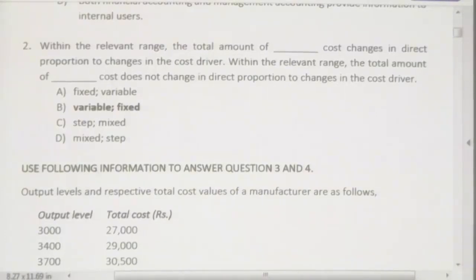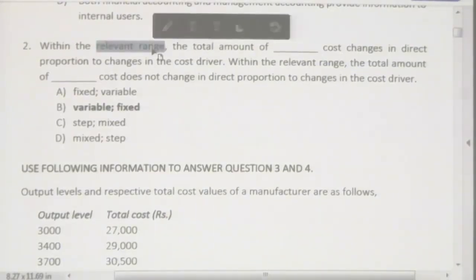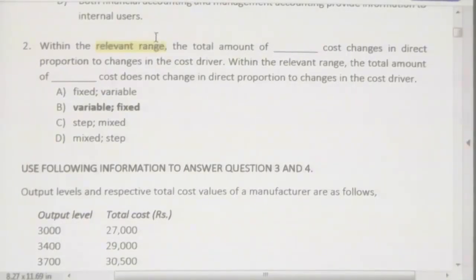Let's see the question now. Within the relevant range, what is this within the relevant range? This wording is very important. Within the relevant range, that is within the capacity, right? Within the capacity, the total amount of a blank cost changes in direct proportion to the change in the cost driver. What is this cost driver?